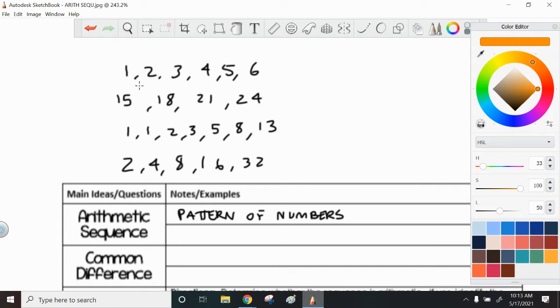What are we doing mathematically to go from one number to the next number? We're adding 1, right? This is a plus 1, plus 1, plus 1, plus 1. And so that's a pattern where we're adding the same number every time. If you look at this next one, we're adding 3, adding 3, adding 3.